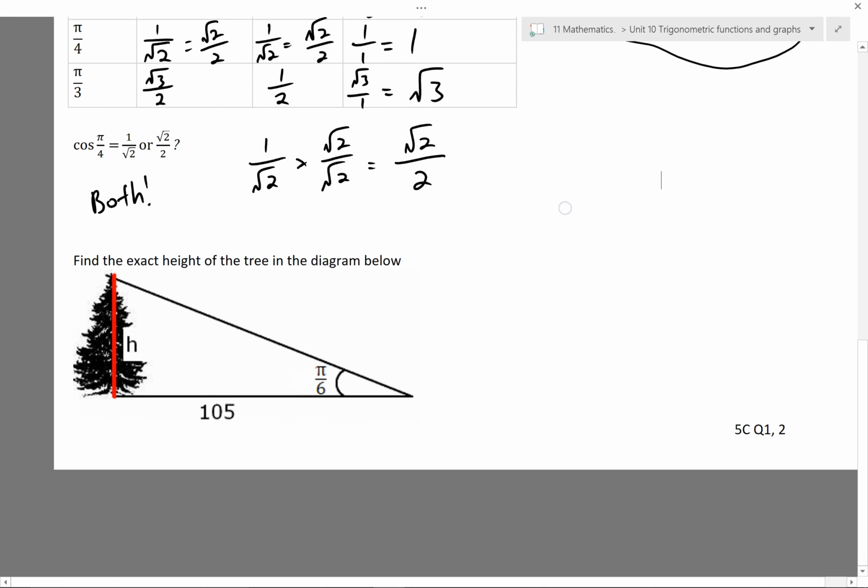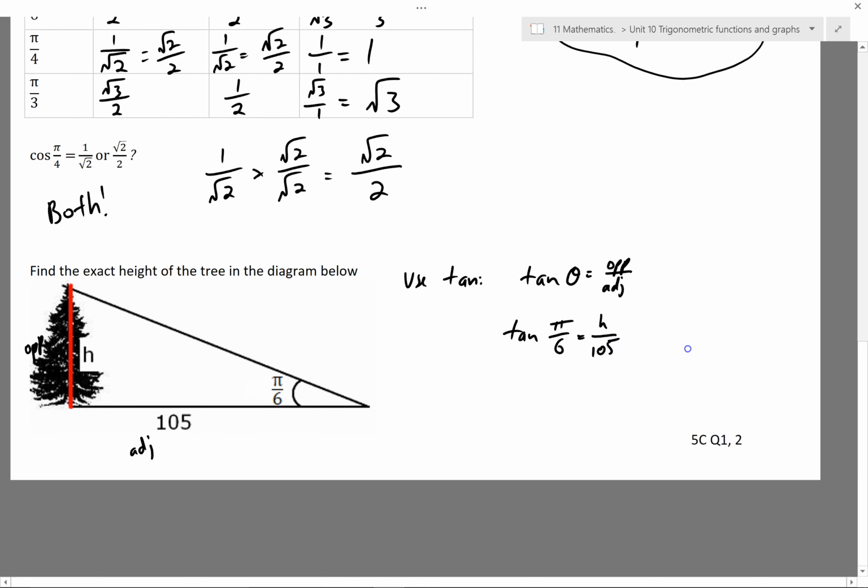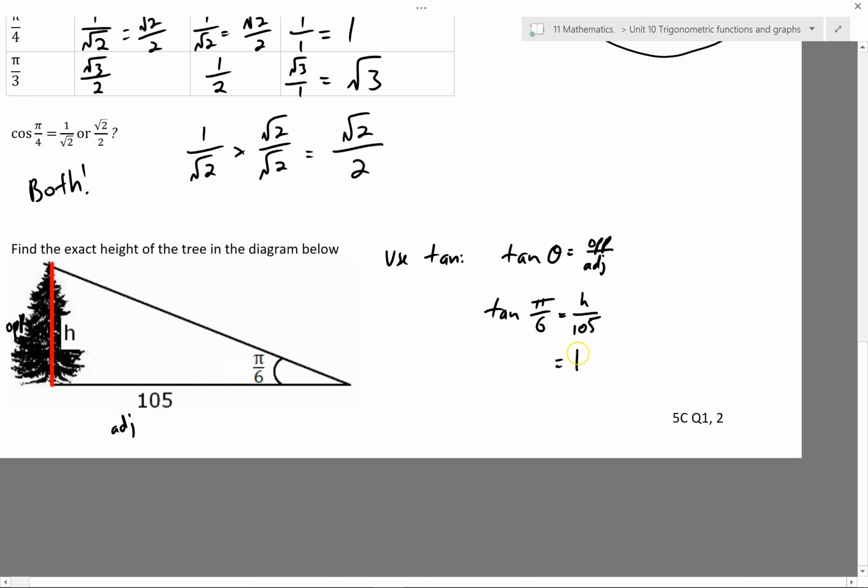A little application of this, just so we can see how this could possibly be used. So if I wanted to find the exact height of the tree in the diagram below, exact height sort of implies don't use your calculator, it should just be fractions and exact values. So I'd identify that this is the opposite and this is the adjacent. So I'd be using tan, write my rule, substitute in the values that I know. And now I could obviously isolate h, so multiply both sides by 105.